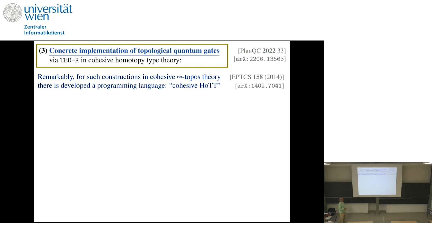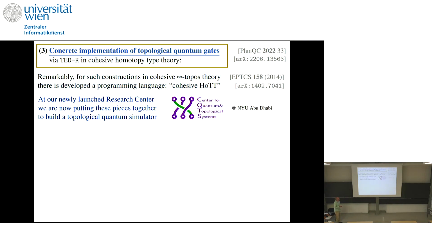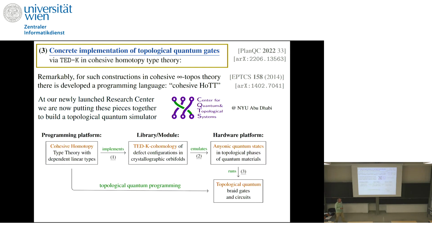So as I already mentioned at the beginning, remarkably, all these constructions, even though, or maybe because, they seem a bit abstract, are having a programming language developed for them called cohesive homotopy type theory. And we just got granted a research center to work on this stuff. It's now called the Center for Quantum and Topological Systems at NYU Abu Dhabi. So the plan is now to put these pieces together, these items 1, 2, and 3 that I mentioned, to get a neat software implementation of these topological quantum gates by identifying them with K-theory classes in this cohesive homotopy theory.